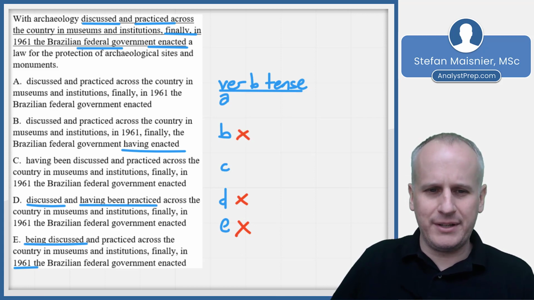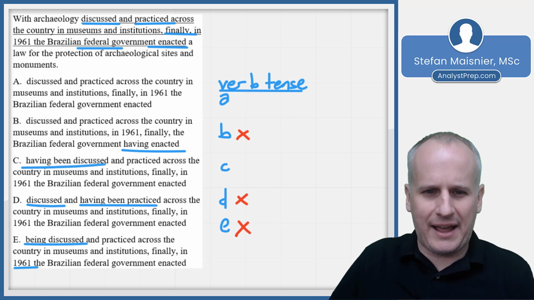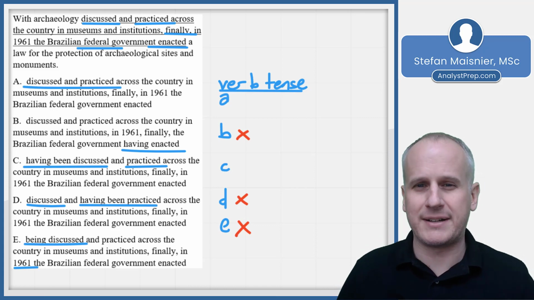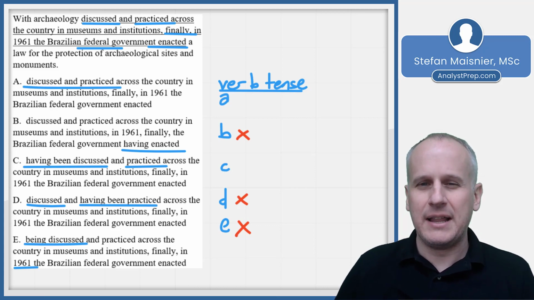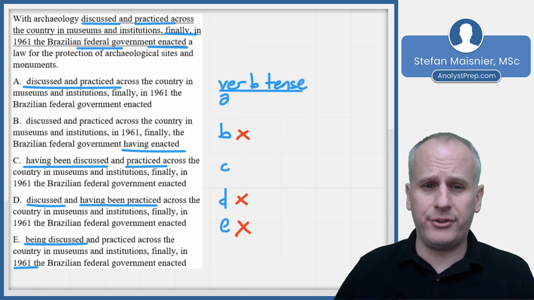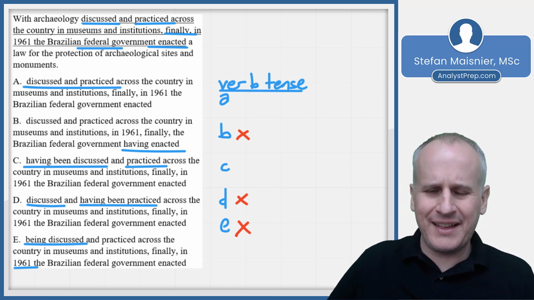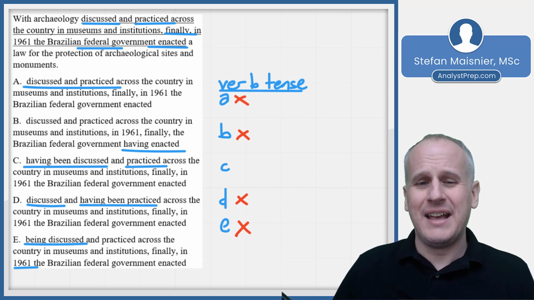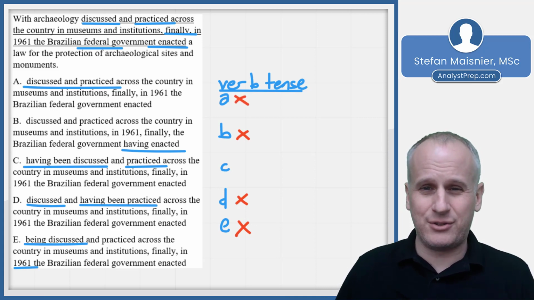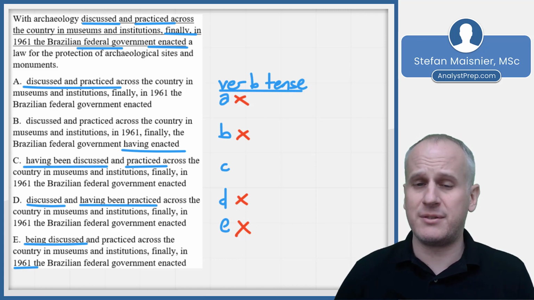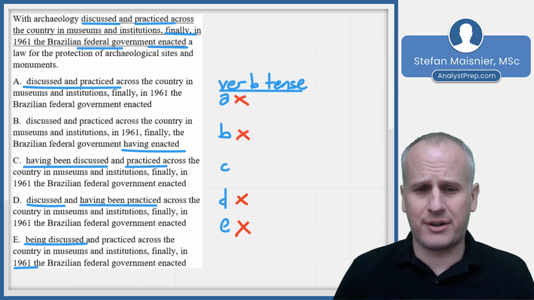So then it really comes down to whether we need the having been discussed and practiced versus just discussed and practiced. And the discussed and practiced led to the final ultimate action of, in 1961, the Brazilian government enacting that law. So we need the proper order. So that means that choice A goes away because we want the discussed and practiced to have occurred and led to the government enacting. So let's read choice C just to make sure that everything aligns chronologically.